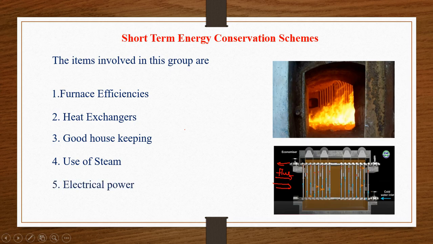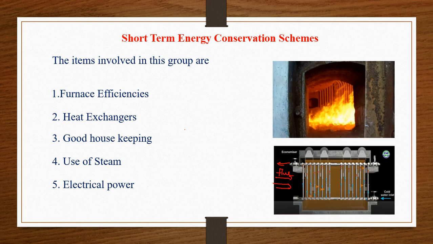And the last one is electrical power. This is also an example for the short-term energy conservation scheme. Suppose you take any industry, energy conservation measures can reduce the annual current bill by 10 to 15%. So we have to reduce our electrical energy consumption.